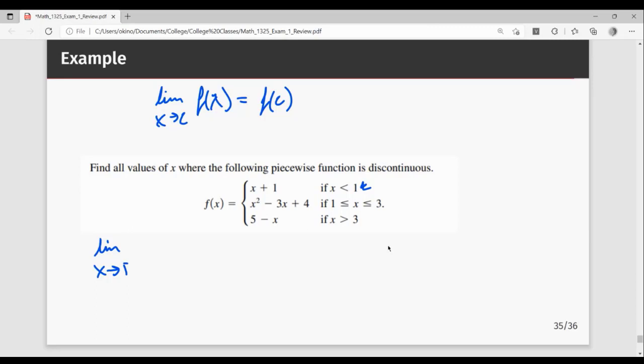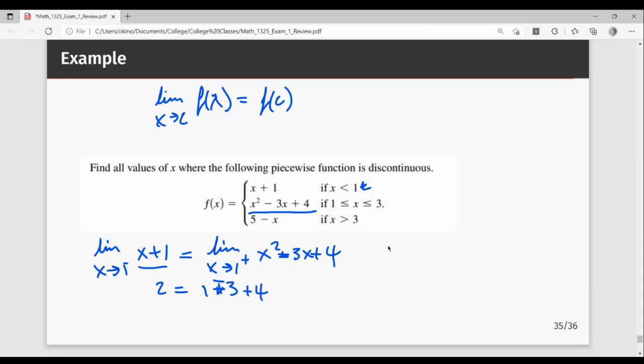As x approaches 1 from the left, we have x plus 1 as our function. And we hope that that's equal to the limit as x approaches 1 from the right, where we have this function, x squared minus 3x plus 4. To evaluate this, let's just plug in the limit value. So I have 1 plus 1, which is 2. And I have 1 minus 3 plus 4, and that's equal to 2. So we're good.